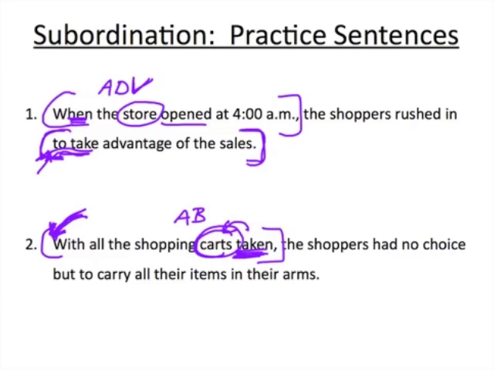Okay. So let's look at the rest of the sentence. The shoppers had no choice but to carry all their items in their arms. Do you see "to carry all their items in their arms" as an infinitive phrase? There's our infinitive right there, to carry. Is that infinitive transitive or intransitive? It's a transitive infinitive. Items is the direct object. That's the thing that we're actually carrying, right? To carry their items. All right? That one's functioning as an object of the preposition, but it's "but" in the sense of "except," not the conjunction "but."